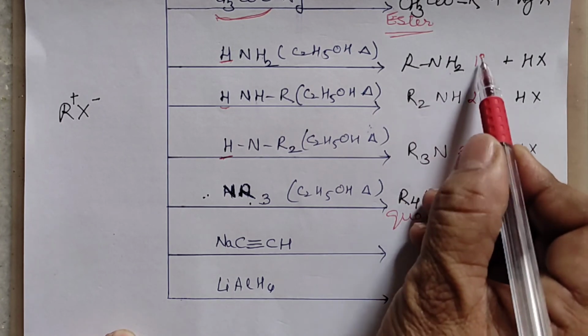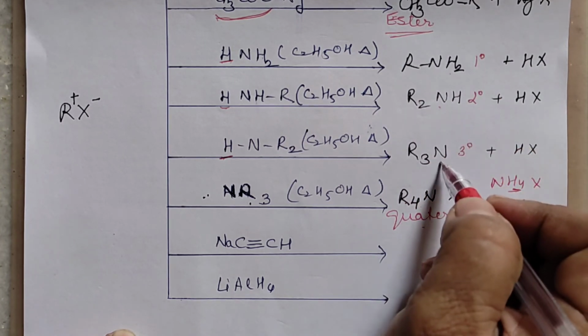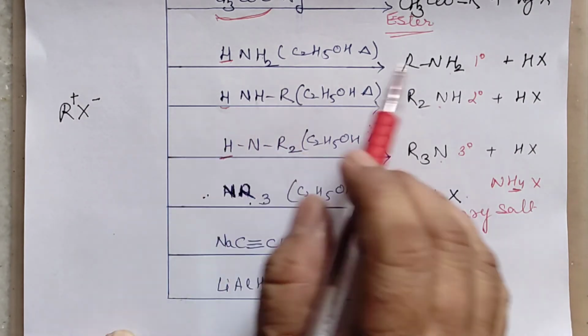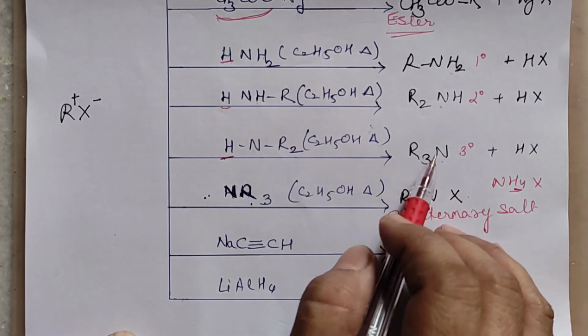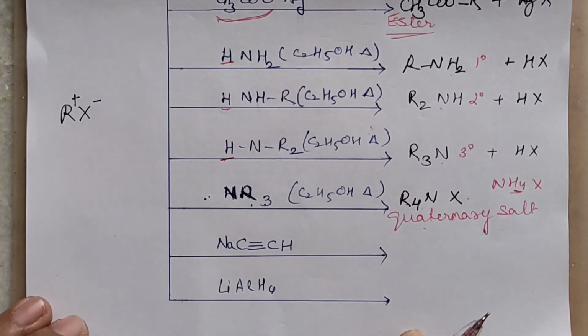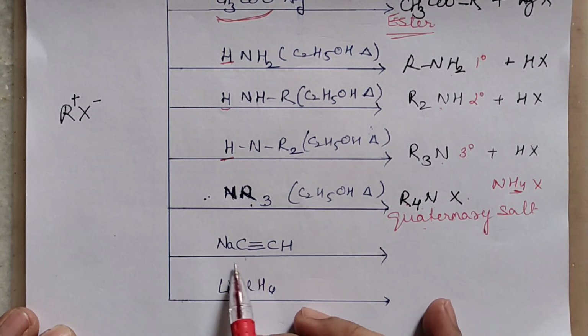Okay. So how do you identify 1 degree, 2 degree, 3 degree amines? If it is NH2 group, 1 degree. NH, 2 degree. N, 3 degree. So ammonia gives 1 degree. Primary gives secondary. Secondary gives tertiary. Tertiary gives quaternary.